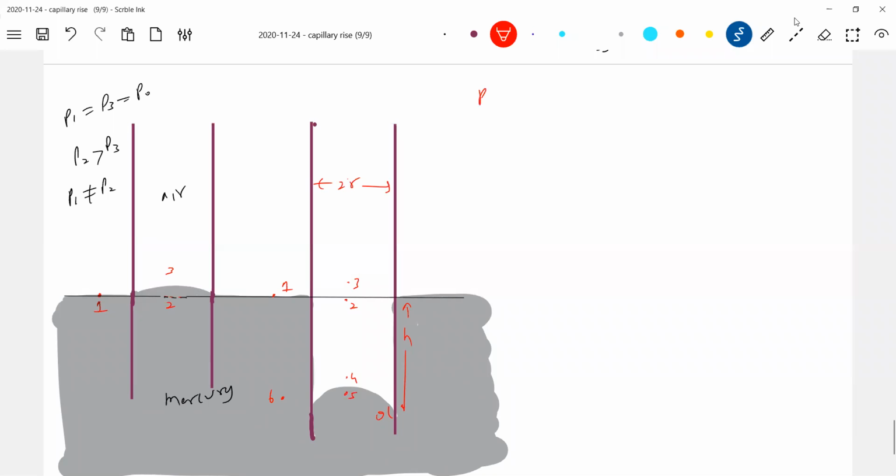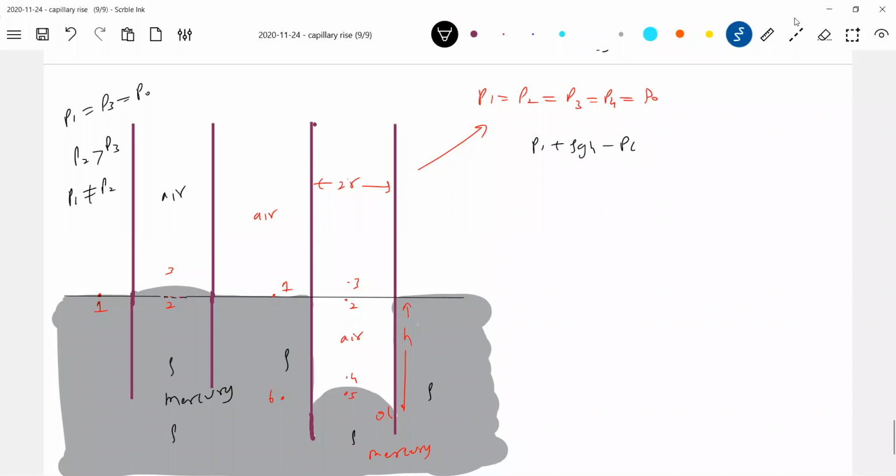Pressure at 1, 2, 3, 4 should be P naught. Do you agree, looking at the second diagram? Then pressure at 6 should be P1 plus rho g h minus P6 equals 0. P1 is P naught. Pressure at 6 should be equal to pressure at 5. Before that, pressure at 5 should be equal to P4 plus 2 times St by R.